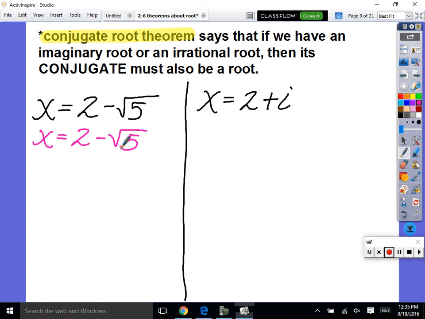Now remember, conjugate means change the sign in between only. So it should be plus, right? Everybody? Change the sign in between only. So right here, x is equal to 2 plus i, what's also a root? 2 minus i. So if this would have been a negative 2, this would be a negative 2 as well, correct? Just a change of sign in between.